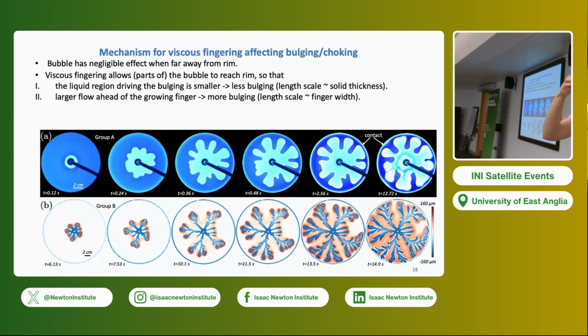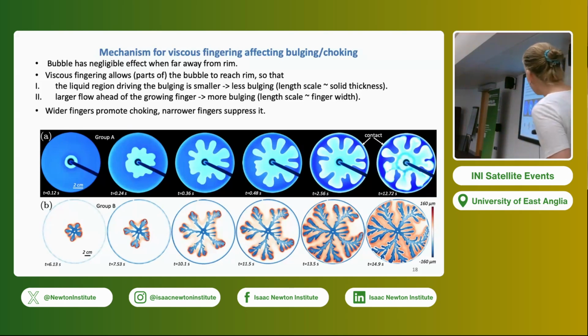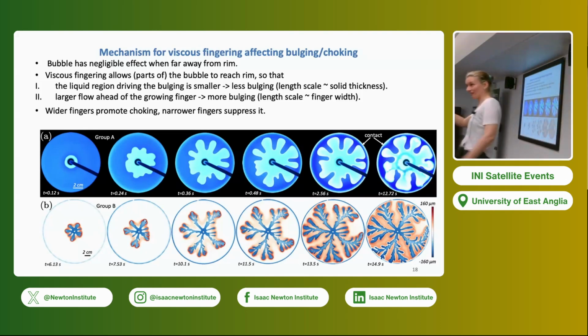However, when we have fingering, we also don't have uniform volume flux everywhere, right? We have localization. The local flux ahead of the fingers is actually stronger than the mean flux. And that means that just ahead of the fingers, provided they're wide enough, so this is the length scale associated with the width of the fingers, we can actually exceed the critical flux that we need in order to choke. So that led to the observation that wider fingers, because they're effective at localizing flux, are good. They promote choking.